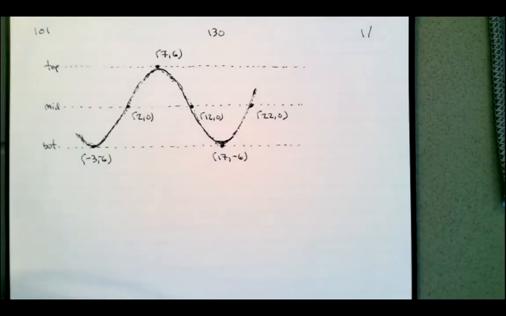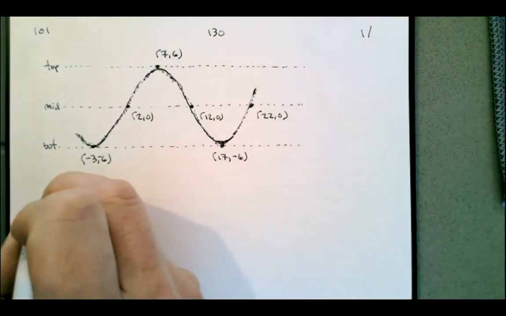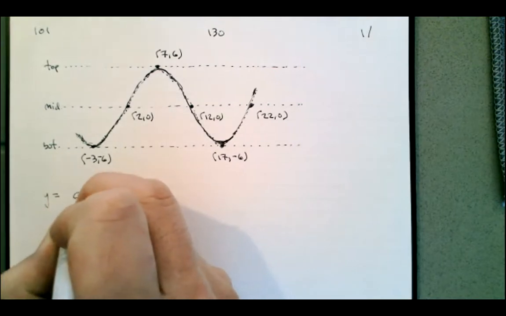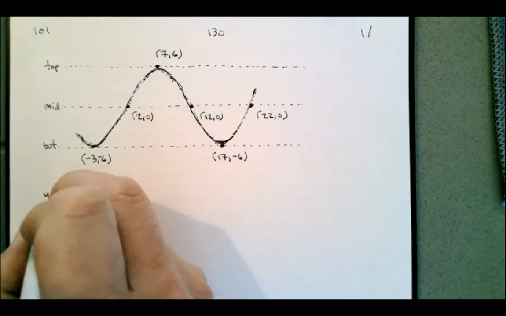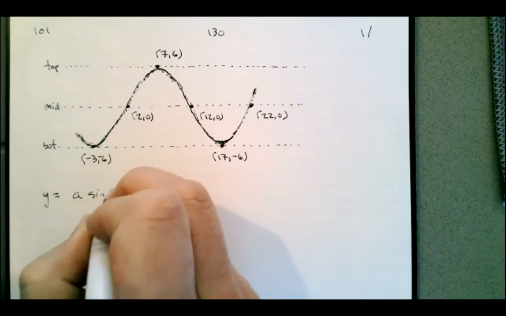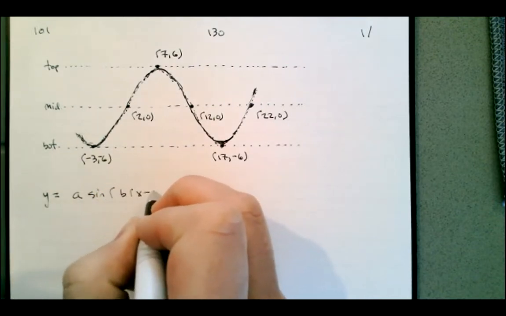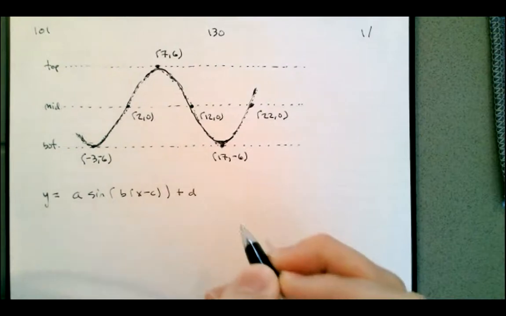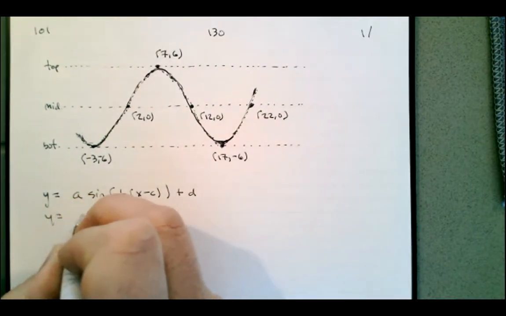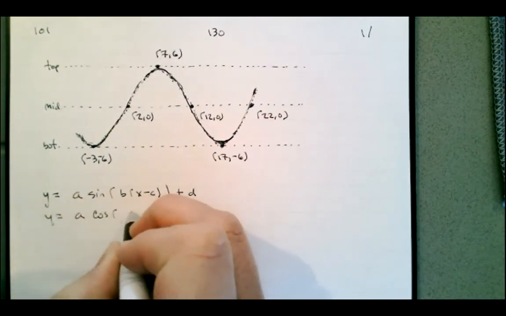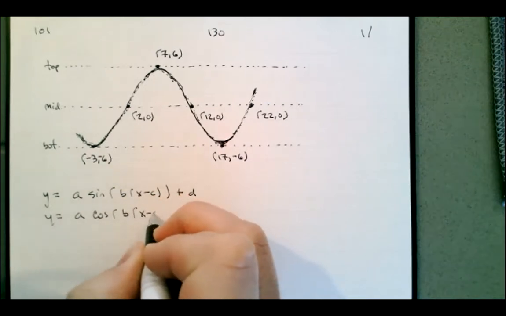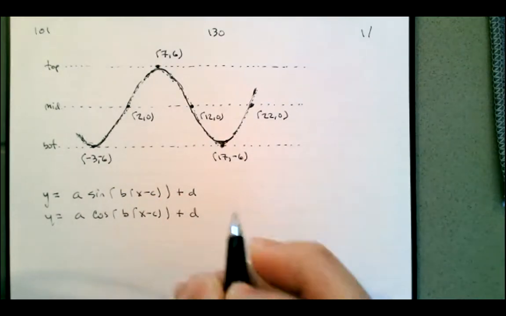Today, we're going to look at all the different ways we can write an equation for this particular sinusoidal graph. Let's remind ourselves of the things that we're looking for in the graph of a sine or cosine. So our generic graph looks like y equals a times the sine of b times x minus c plus d, or we're going to write y equals a times the cosine of b times x minus c plus d.